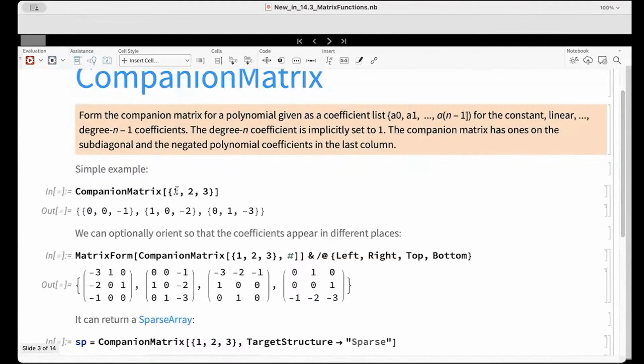Given a set of numbers, which are typically the coefficients of a polynomial, the standard method is to set them, negate them, and have them running down the main diagonal from the 0 degree to the n-1 degree coefficient of a polynomial, and then we have ones on the subdiagonal. There are, however, other ways to format it using the directives left, top, bottom, right is the default here.